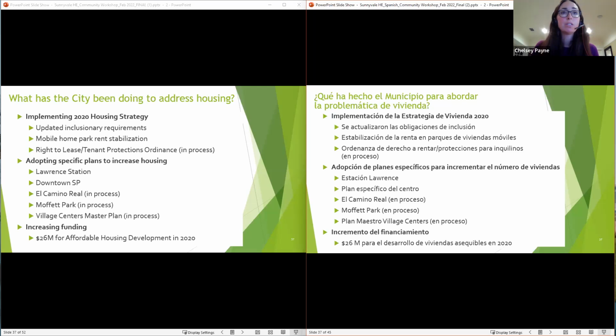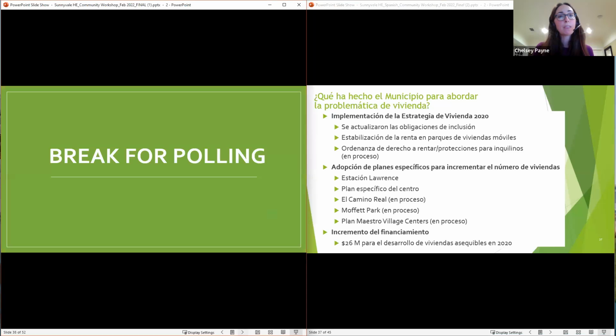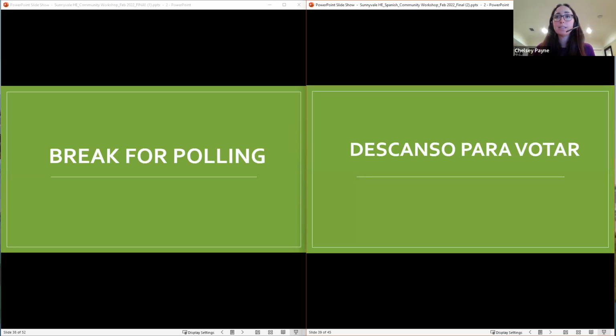And the city also continues to provide financial support for new affordable housing development. In 2020, the city provided $26 million for new affordable housing. And obviously there's a lot more that the city does and a lot of policies and programs that will be in the draft housing element.